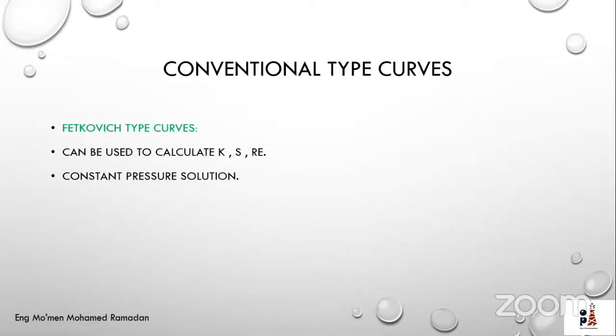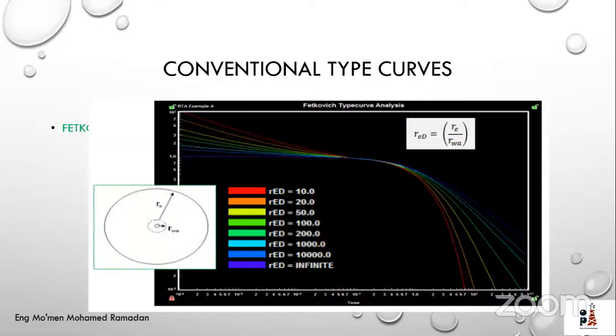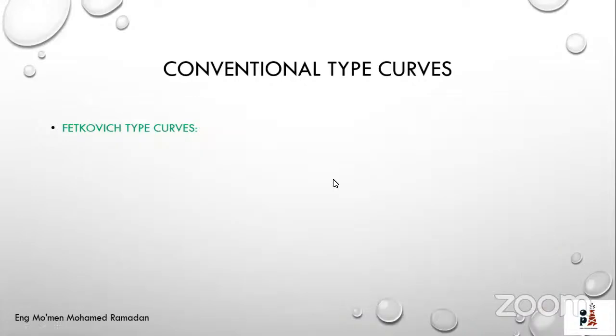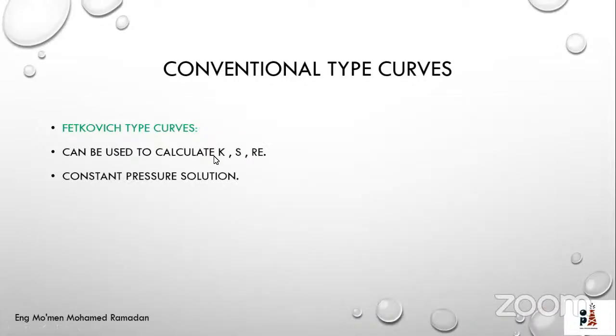So you can plot your production data. Here the rate is on the y-axis, guys, and the time on the x-axis. As you see, it's a log plot. As we said, all the type curves are log plots. So you can plot your data here and make an interpretation and calculate your permeability, your skin factor, and your drainage radius, which is fantastic.